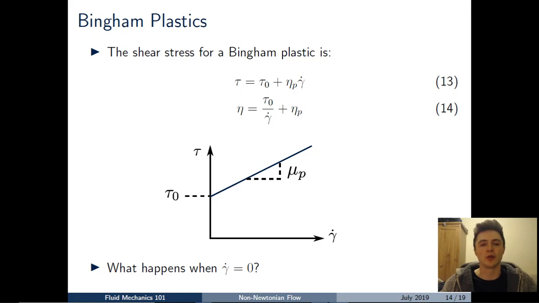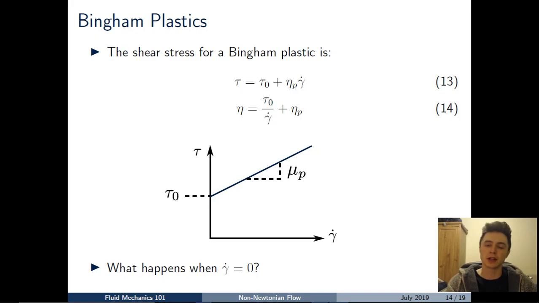A very common form you'll see for a Bingham plastic is given there in equation 13. So the shear stress is equal to the yield stress, tau naught, plus the apparent viscosity times the strain rate, gamma dot. And again, to get the apparent viscosity, we divide by the strain rate, and that gives us equation 14 there. And that seems fine for us at the moment.